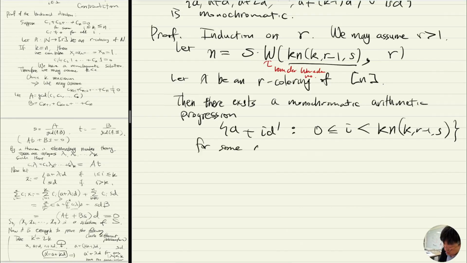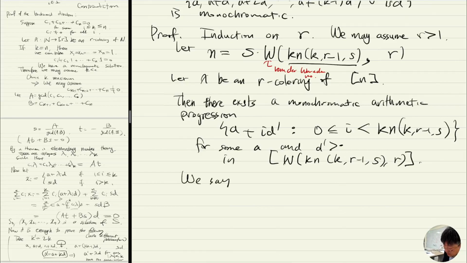For some A and D prime in the first integers, right, of this form. All right. Yes. This is by van der Waerden's theorem. And let's say that color is red. Or 1. Okay, I mean.